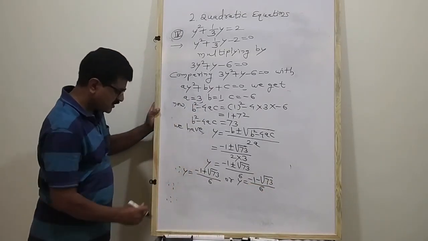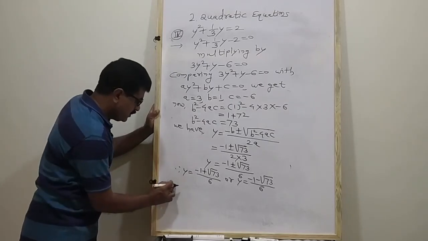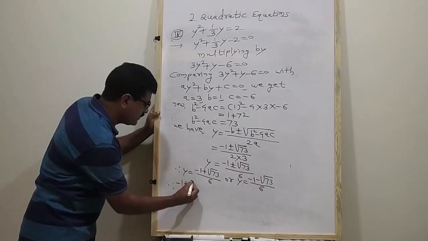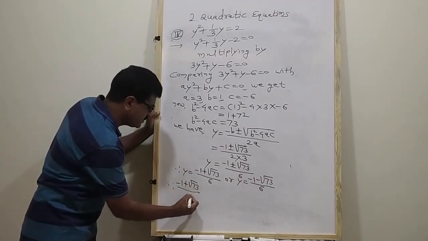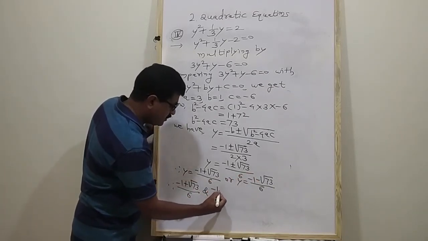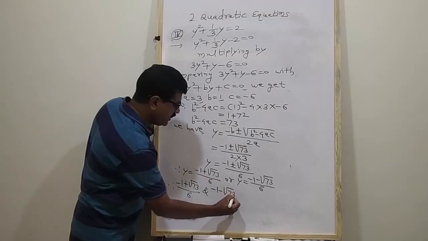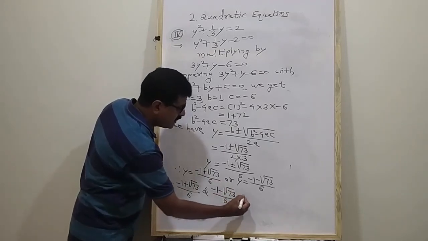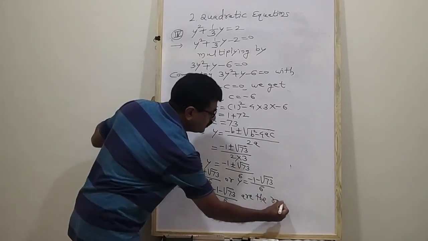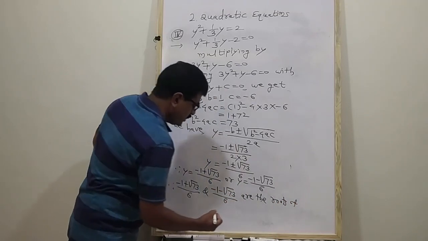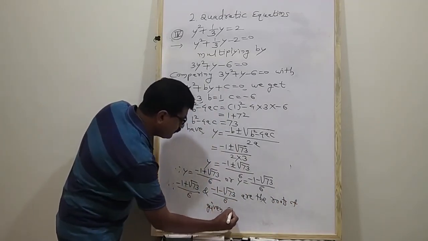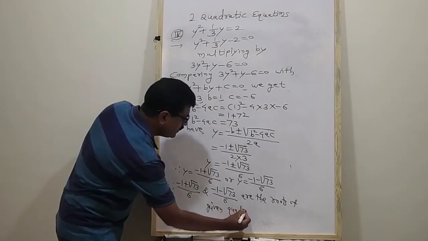Therefore write down answer. Therefore minus 1 plus square root 73 divided by 6 and minus 1 minus square root 73 divided by 6 are the roots of given quadratic equation.